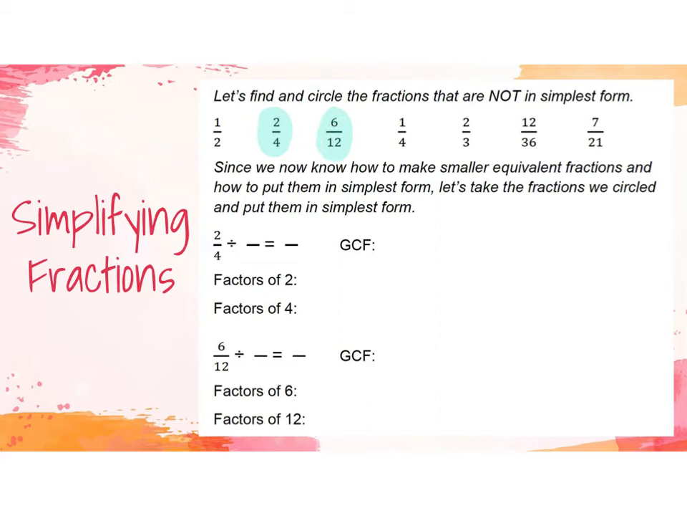1/4 is in its simplest form because there are no common factors between 1 and 4. Whenever you see a 1 in the numerator, you know that that fraction is in its simplest form and cannot be broken down any further. 2/3 is in its simplest form because there are no common factors between 2 and 3. Next, we see 12/36. This fraction is not in its simplest form. And 7/21 is also not in its simplest form.